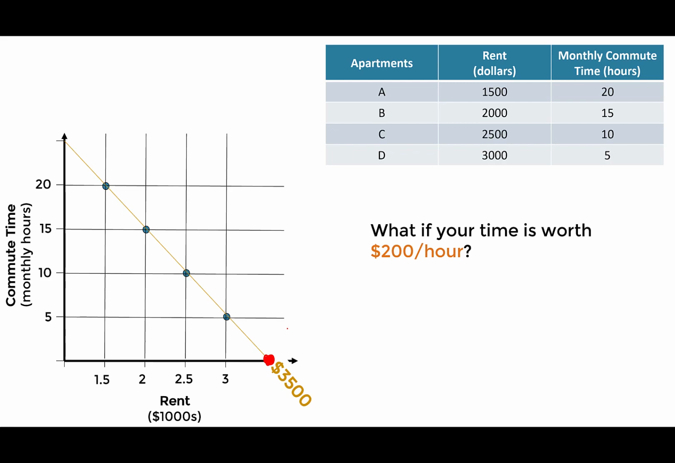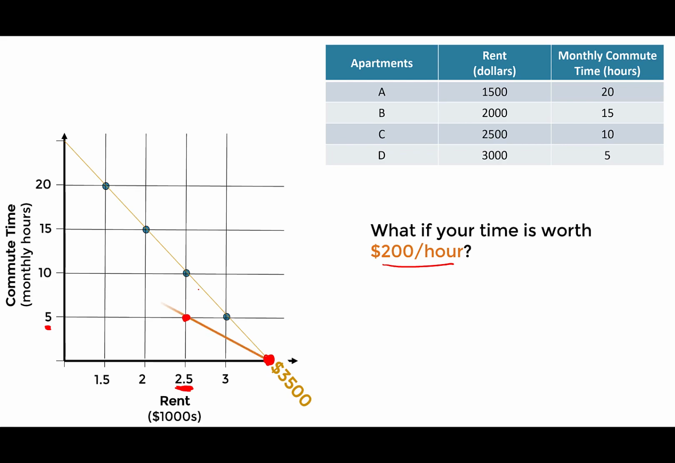This point I just drew on the axis is always going to be $3,500. Now at $200 per hour, where would other points be that are worth $3,500 on this graph? Well, let's see. If your rent was 2,500, how much commute time would you have to total out at 3,500 total monthly cost? Well, it would be an extra $1,000 to get to 3,500. And to get that extra $1,000, you only need 5 commute hours because your time is now worth $200 an hour. So it would be right here. That would also be valued at $3,500 if your time is worth $200 an hour.